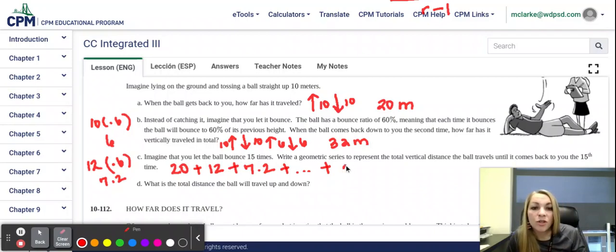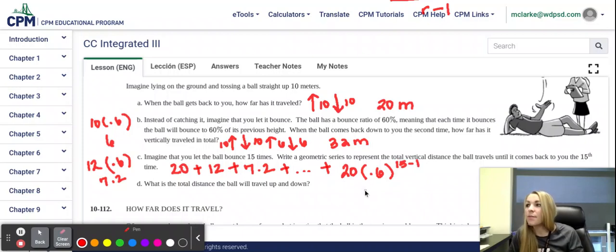So we know that we started with 20. Our multiplier was 0.6. And then I have the n minus 1 up here because I'm using the first term form. So our number is 15 minus 1, okay? You can type that out in your calculator, but I think you get some really small decimals, so I'm just going to leave it like this, but this is how you'd get it. Or you could use the zero term form.